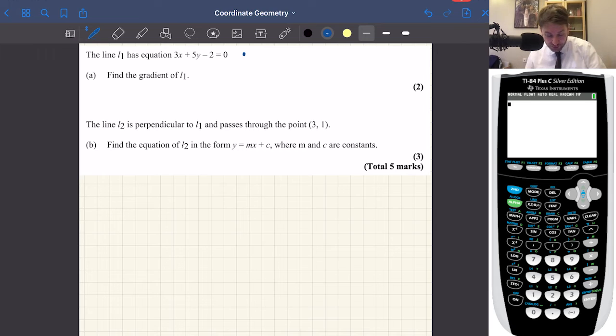All right, let's move on to question number 2. Let's roll with this one, guys. We have a line L with this equation, and we need to find the gradient of that line.